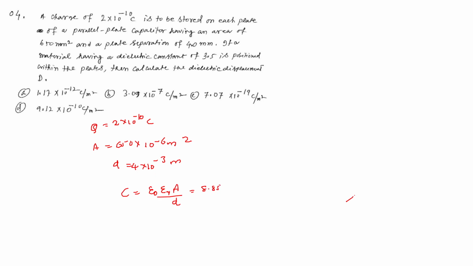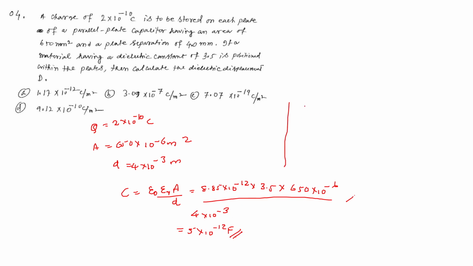So it will be 8.85 into 10 to the power minus 12 into epsilon R value 3.5 and area, that is 650 into 10 to the power minus 6 whole divided by 4 into 10 to the power minus 3. Okay, so you will get the answer 5 into 10 to the power minus 12 farad. Okay, now you have to calculate the voltage across the capacitor. V is equal to Q by C. So it will be 2 into 10 to the power minus 10 divided by 5 into 10 to the power minus 12. So it will be 40 volt.